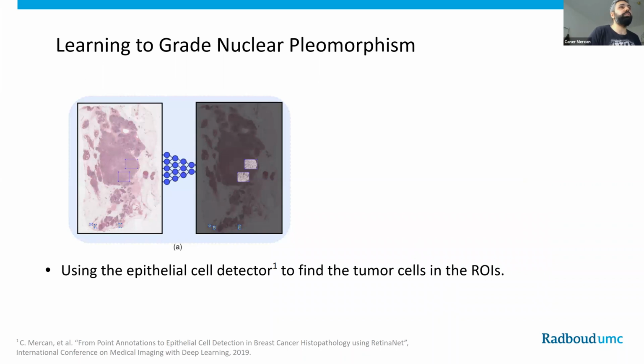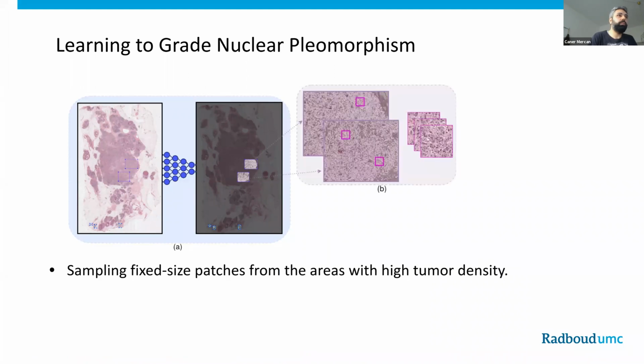In our methodology for learning to score nuclear pleomorphism, the first step was, of course, finding the tumor in the RIs. We used an epithelial cell detector from a previous work of mine, which was utilized to detect tumor and normal cells in these RIs. Then we extract fixed size patches, sampling only from the areas with high tumor density. This is important, of course.